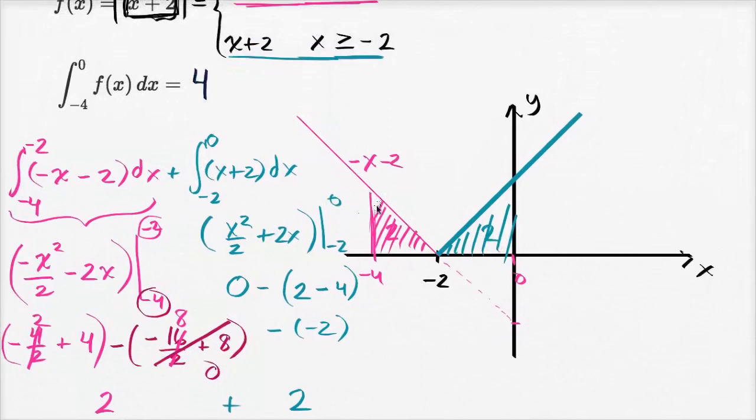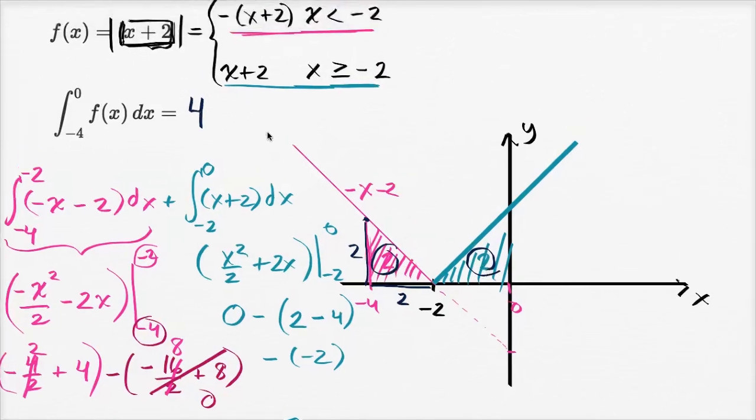And once again, just as a reality check, you could say, look, the height here is 2. The width, the base here is 2. 2 times 1/2 is indeed equal to 2. Same thing over here. So that's the more geometric argument for why that area is 2, that area is 2. Add them together, you get positive 4.